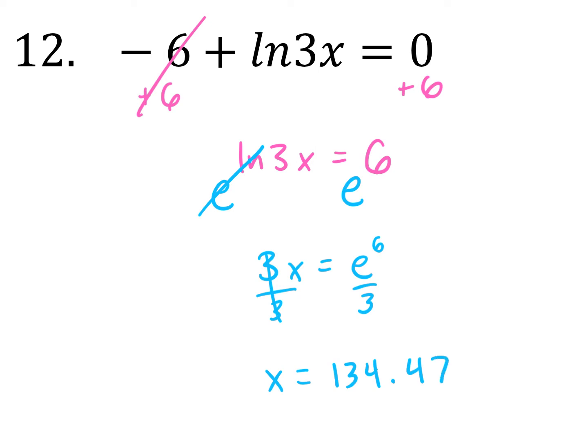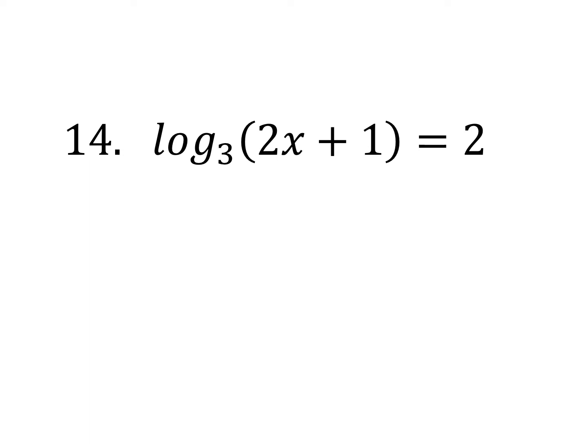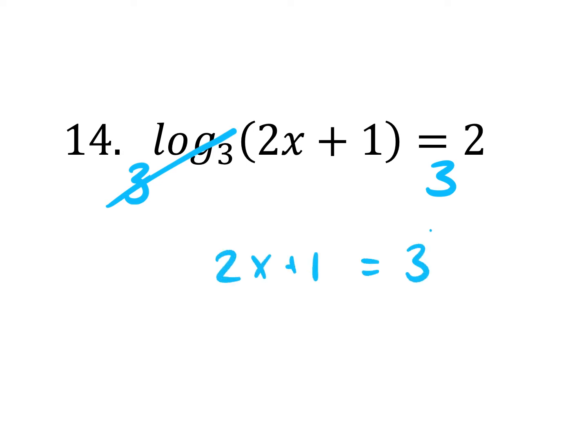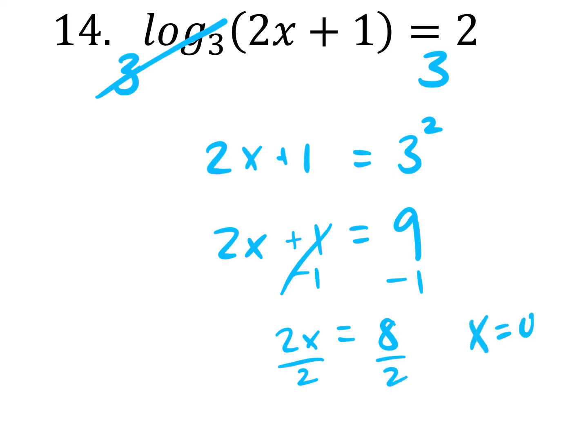134.47. All right, let's look at 14. So what can I do to solve 14? So I make the big base 3 on both sides. So it'll cancel out with the log base 3. So I have 2x plus 1 is equal to 3 squared. What is 3 squared? 9. And then we just solve for x. So subtract 1 on both sides. So 2x is equal to 8. Divide by 2. So x is equal to 4.